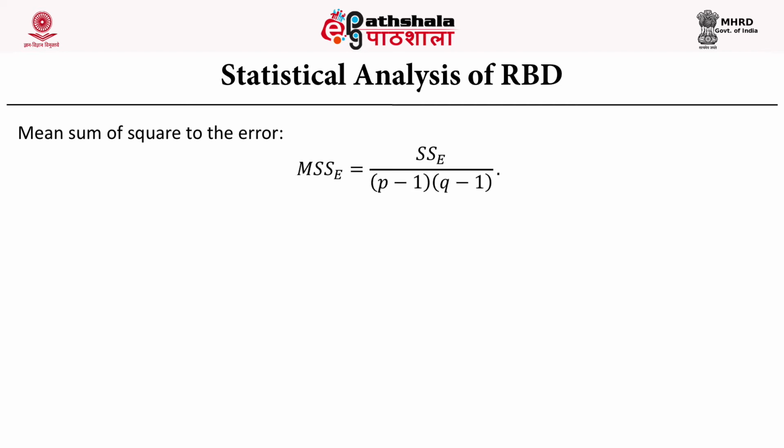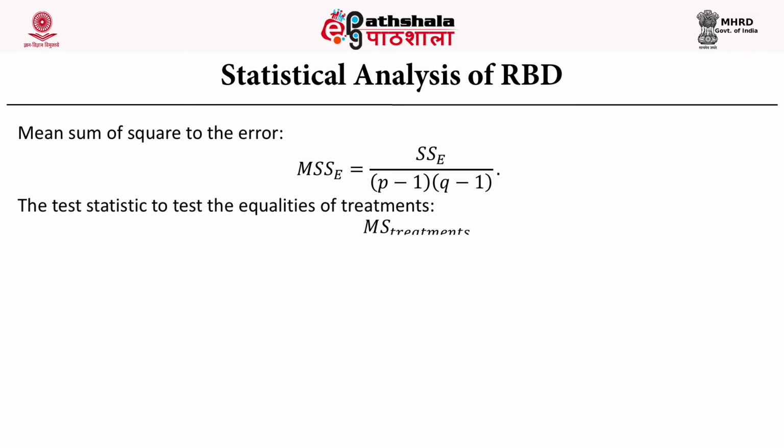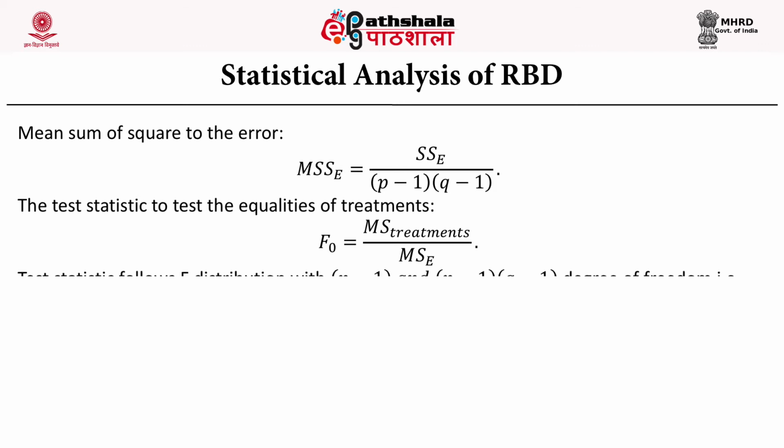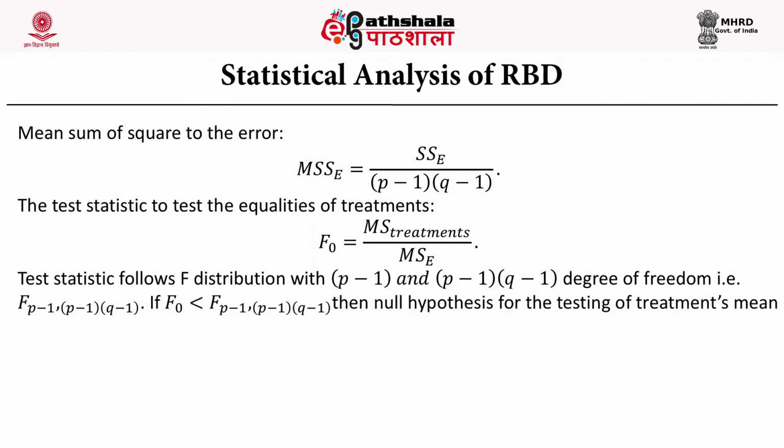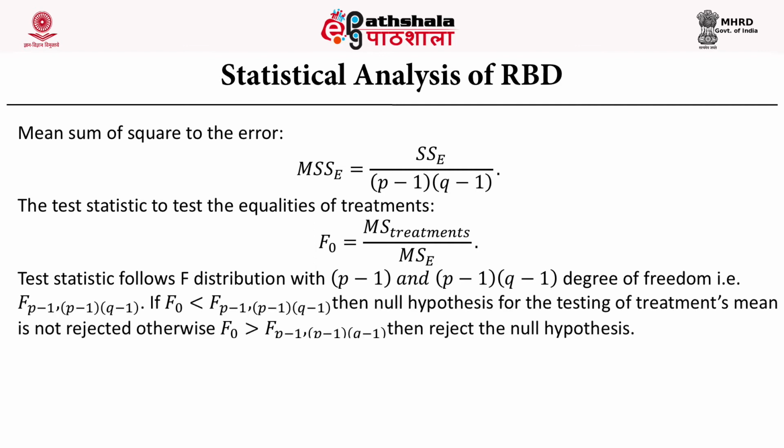The test statistic to test the equality of treatments is F naught, which is equal to mean sum of square of treatment divided by mean sum of square of error. The test statistic follows F distribution with P minus 1 and (P minus 1)(Q minus 1) degrees of freedom. If F naught is less than F with P minus 1, (P minus 1)(Q minus 1), the null hypothesis for the testing of treatment means is not rejected. Otherwise, if F naught is greater than that F value, then reject the null hypothesis.